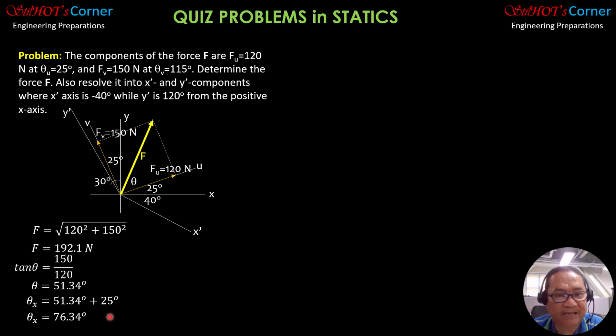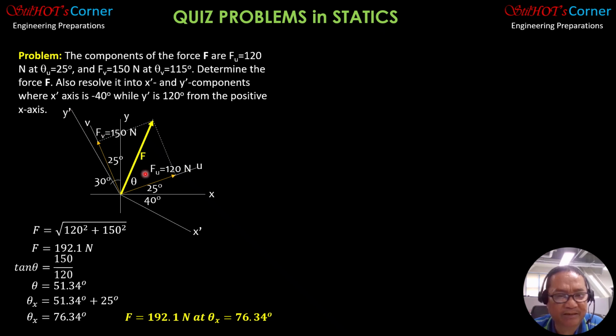Now we finalize the answer because F is a vector and we have here the problem F, which is boldface. That means F is treated as a vector. So the final answer will be the magnitude and the angle that F makes with the positive x-axis. So F is 192.1 newtons at theta x equals 76.34 degrees. We now resolve this force into the x prime and y prime components.